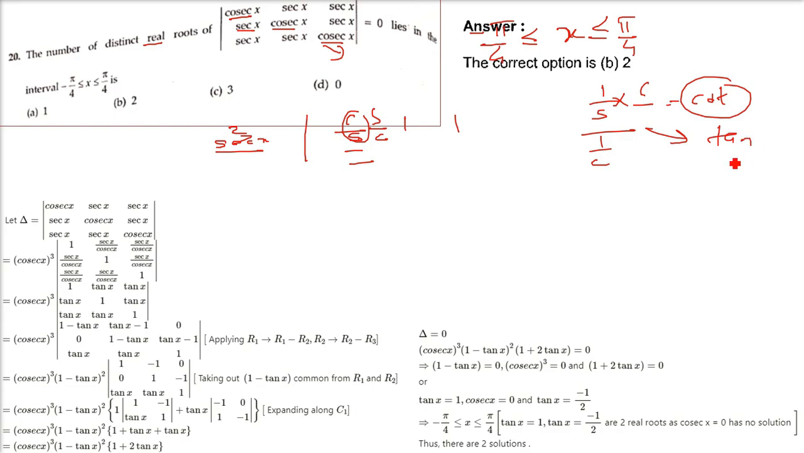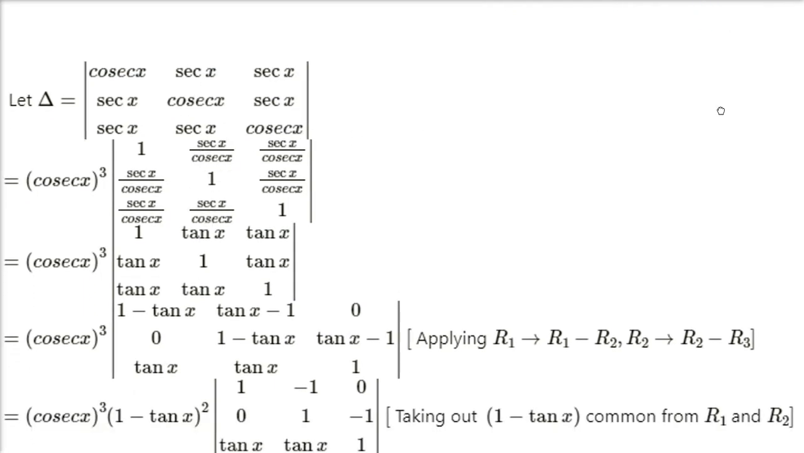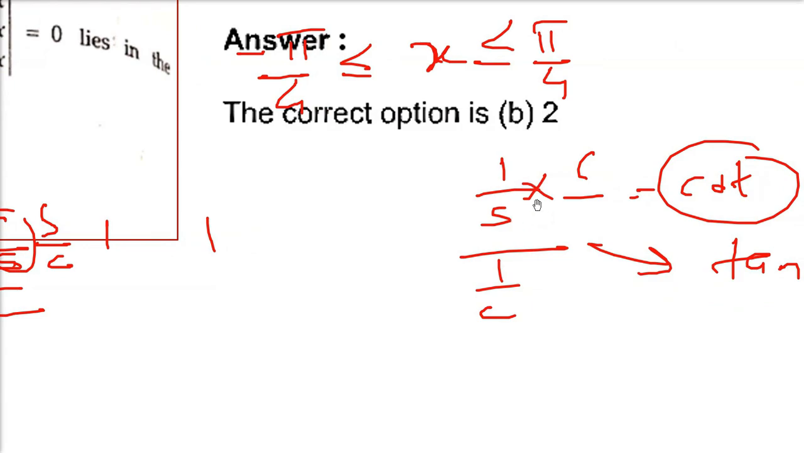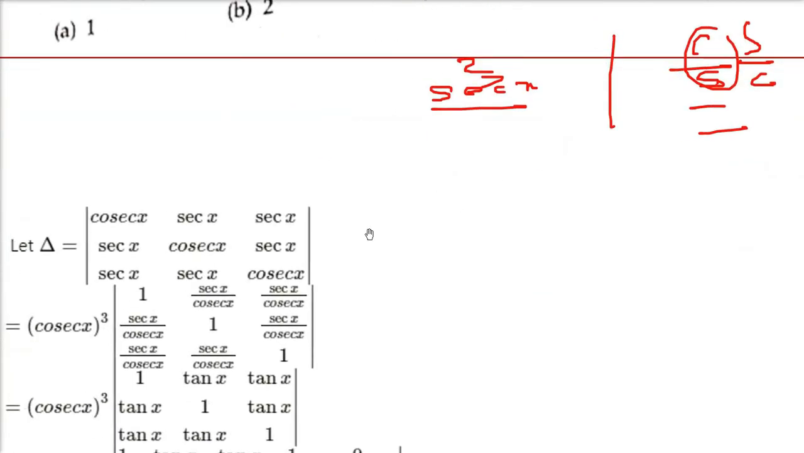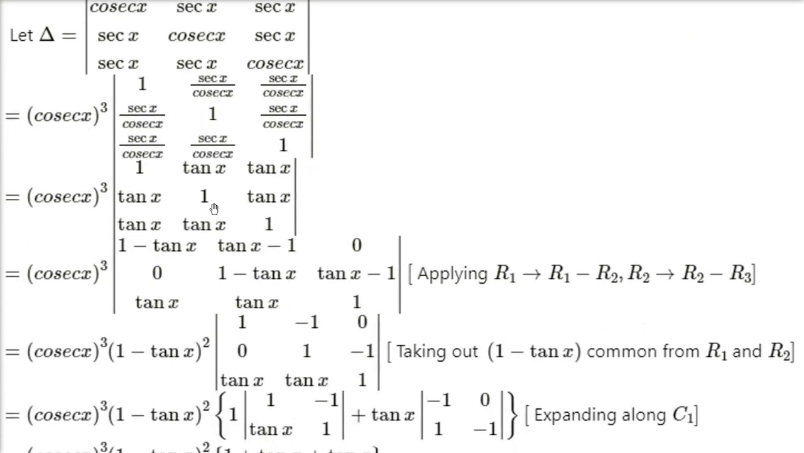When we take cosec x outside, you will have tan inside, and I am quite comfortable to actually work with tan. So cosec x I am taking common. When we take cosec x common from the rows, wherever you have cosec x, put 1, and wherever sec x is there, you put sec x by cosec x, because you are taking cosec x common. So sec x by cosec x, as I just told you, it will be tan.